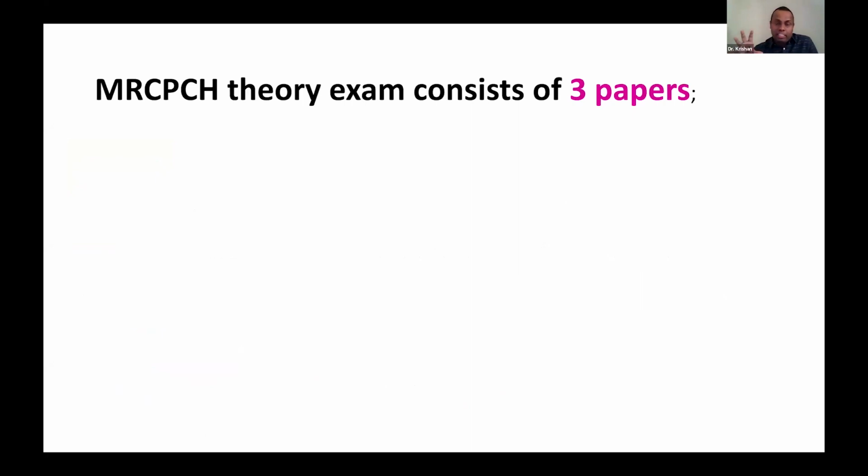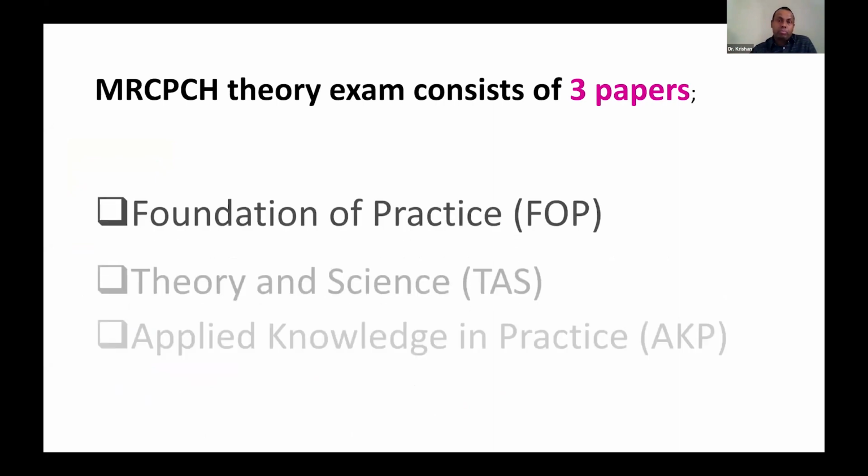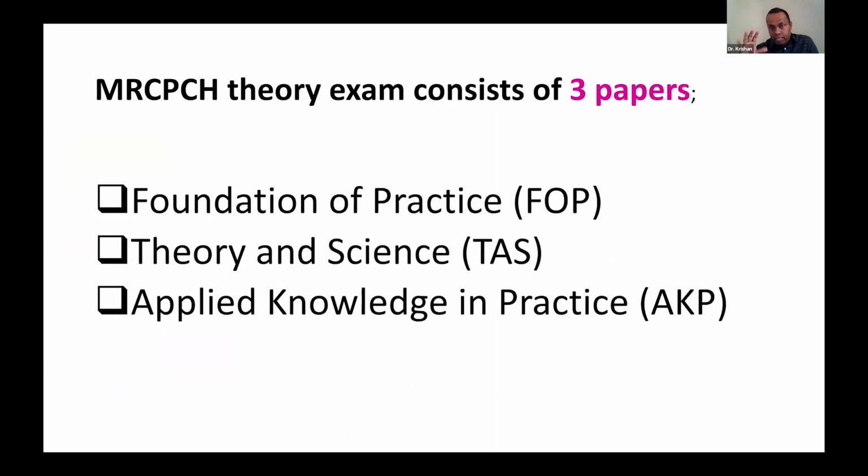We know that the MRCPCH theory exam has got 3 papers, right? What are those? Foundation of Practice, also known as FOP. And then we have Theory and Science, also known as TAS. And then Applied Knowledge in Practice, or AKP, right? Now, we need to pass all these 3 components to get eligibility for the clinical exam, right?